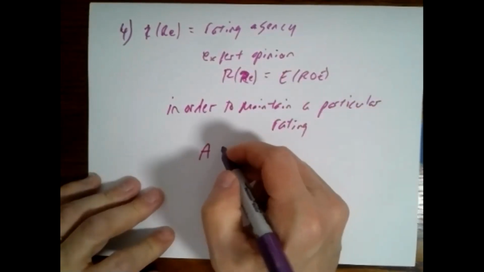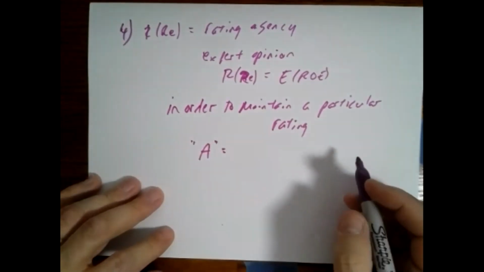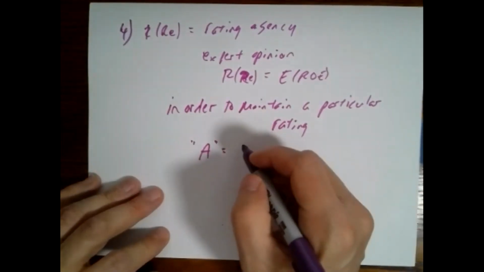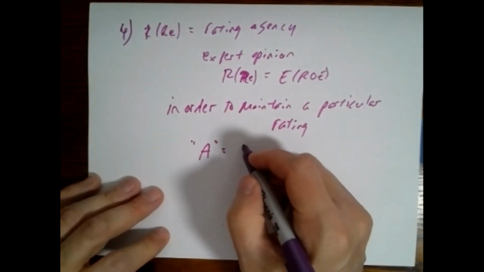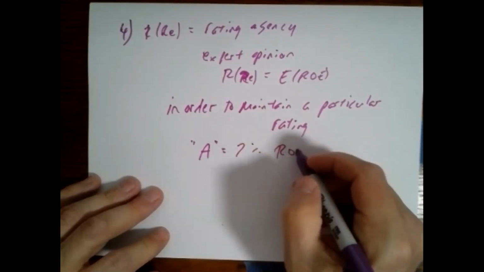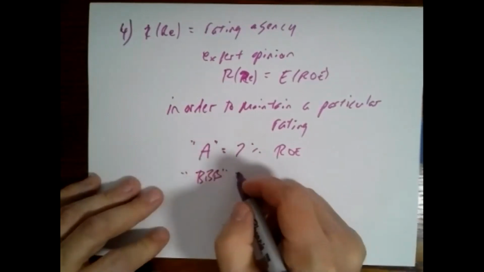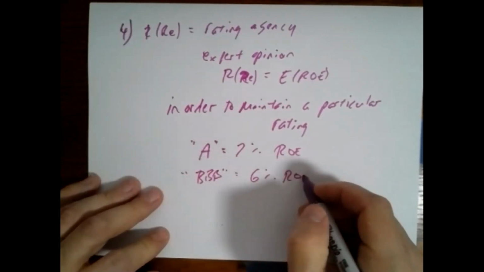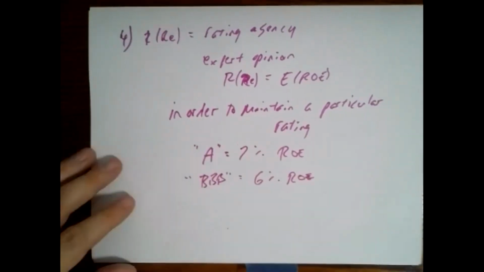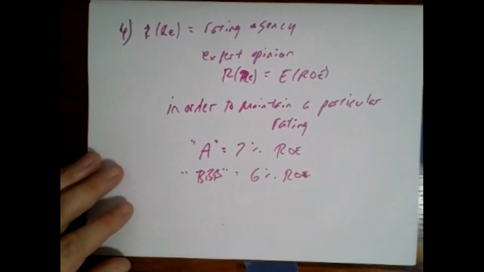So if you're going to be an A rated not-for-profit, maybe you need to earn, say, 7% ROE. If you're going to be a BBB, maybe you need to earn 6% ROE. So you could just take those from the rating companies.